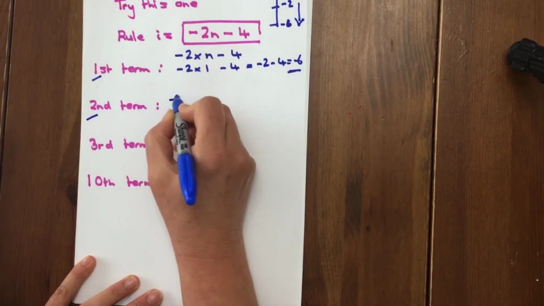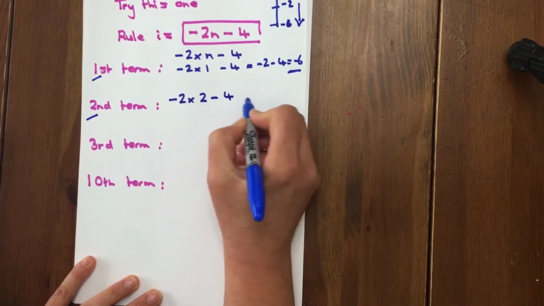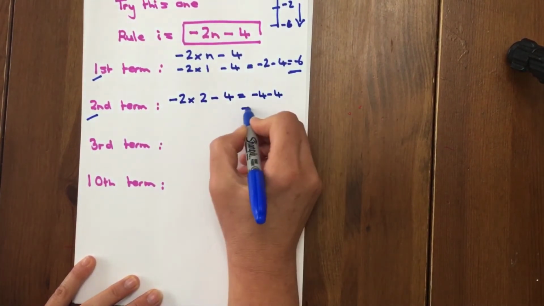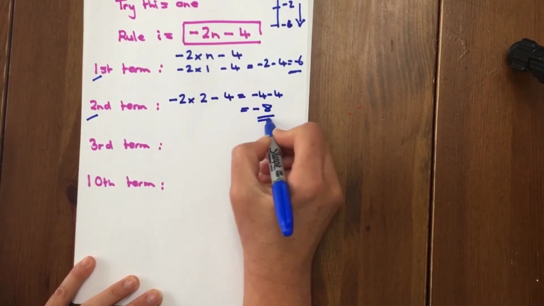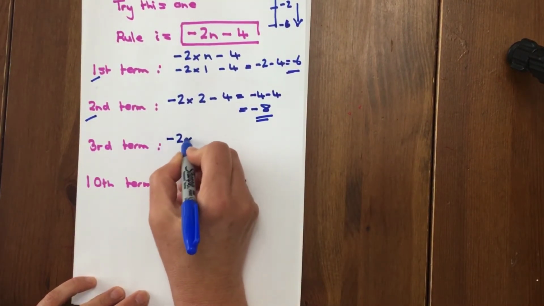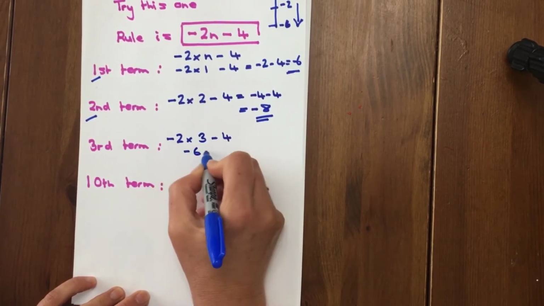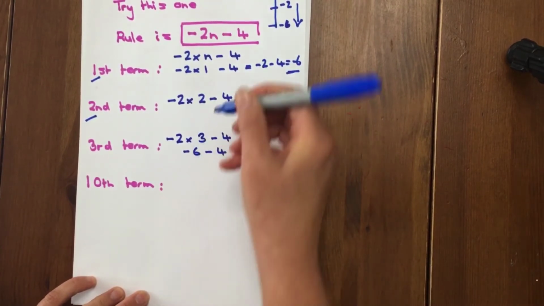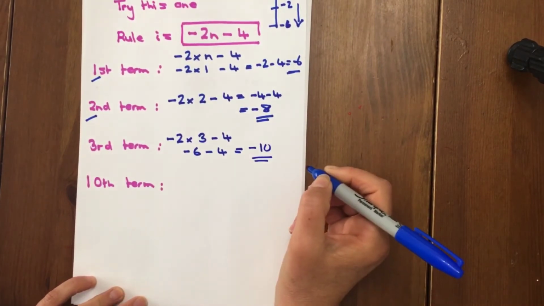Second term, minus 2 times 2, so n is 2, minus 4. So you've got minus 4, take away 4. So start at negative 4, go down 4, you end up at negative 8. Third term, minus 2 times 3, take away 4. Negative 6, take away 4. Start at negative 6 on the number line, go down 4, and you'll end up at negative 10.